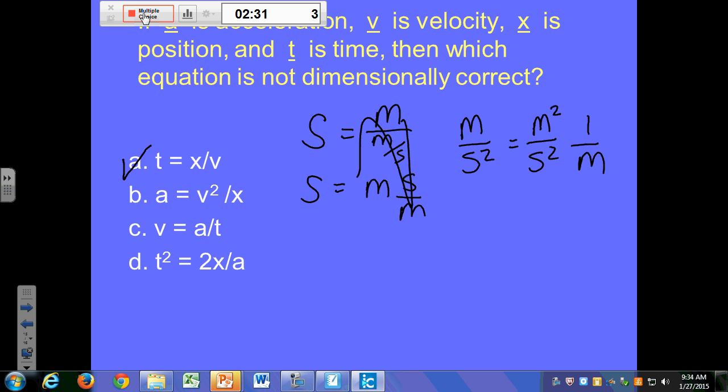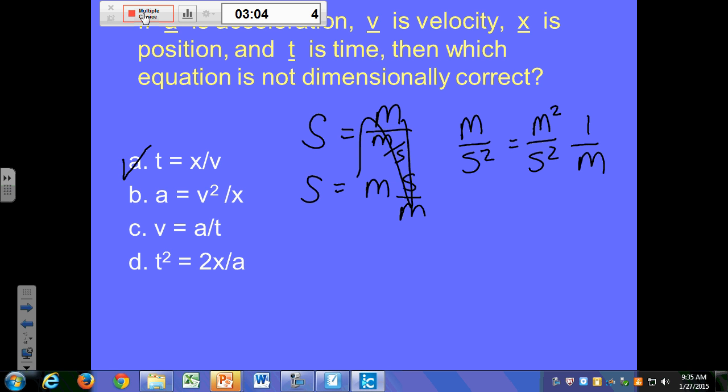I'll let y'all try C. You tell me if it's correct or not. V is meters per second, A is meters per second squared, and T is seconds. Is it dimensionally correct?